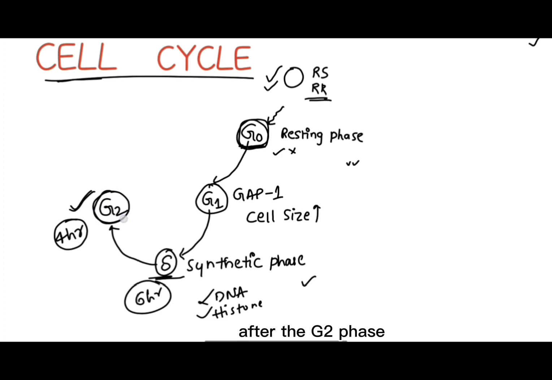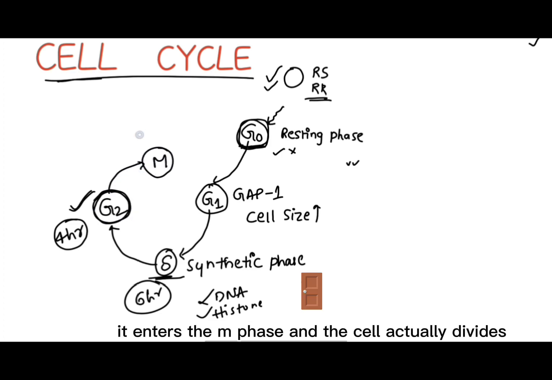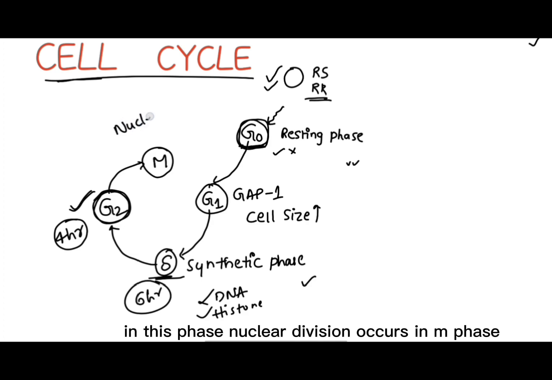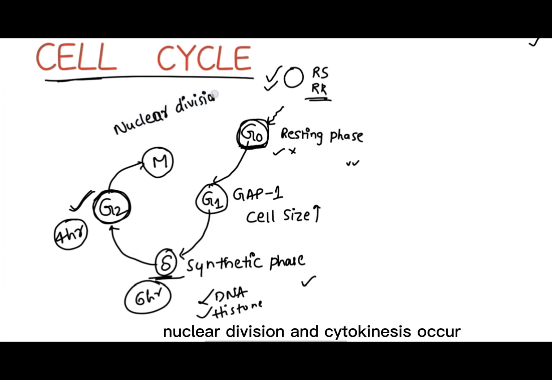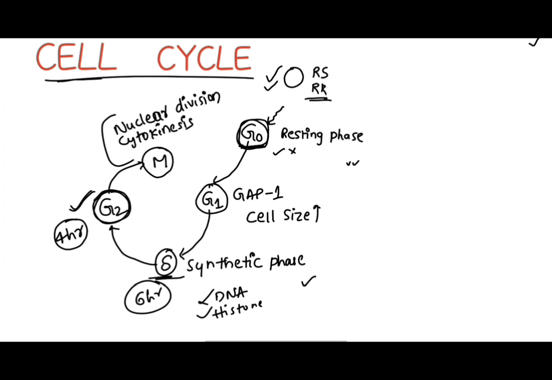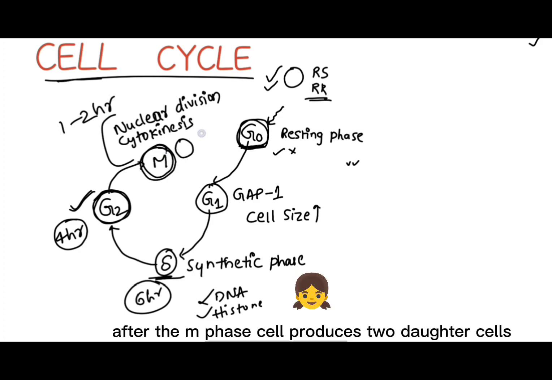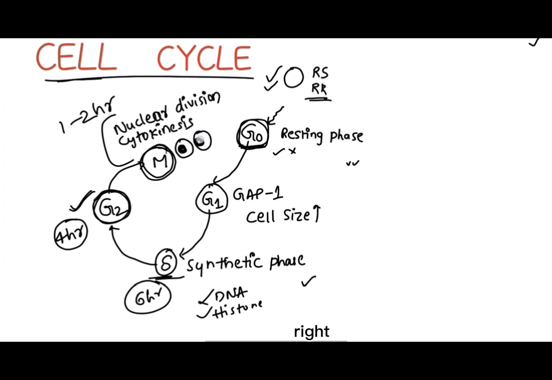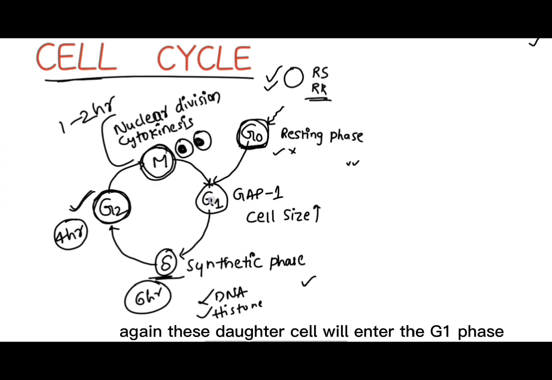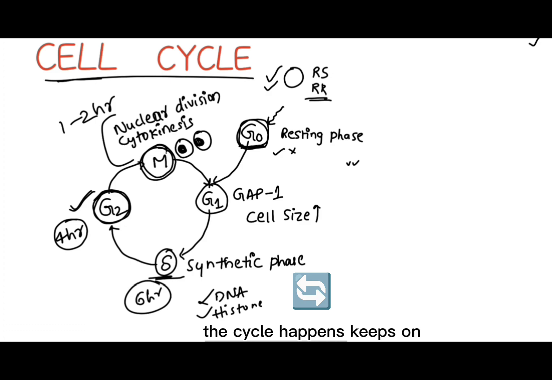So after the G2 phase, once the cell prepares for mitosis, it enters the M phase and the cell actively divides in this phase. Nuclear division and cytokinesis occur in M phase. This nuclear division occurs in 1 to 2 hours. So after the M phase, the cell produces two daughter cells, right? Again these daughter cells will enter the G1 phase. The cycle keeps on going. So this is about the cell cycle.